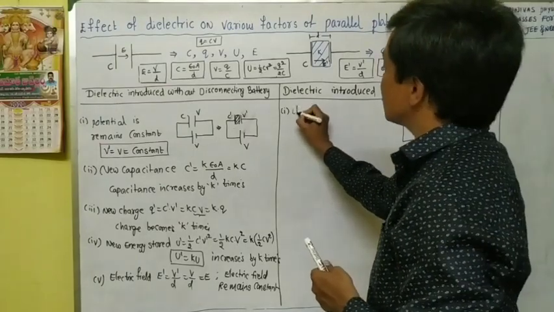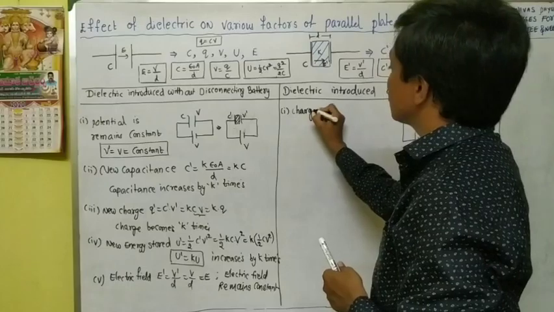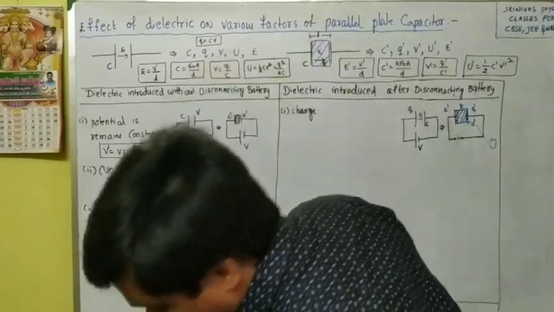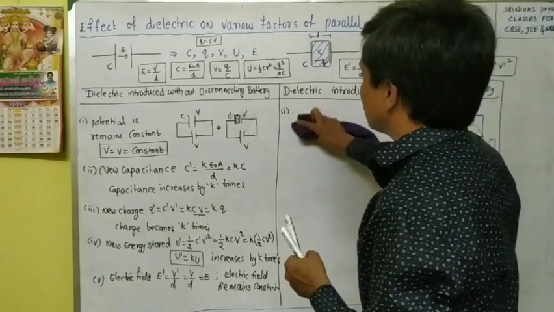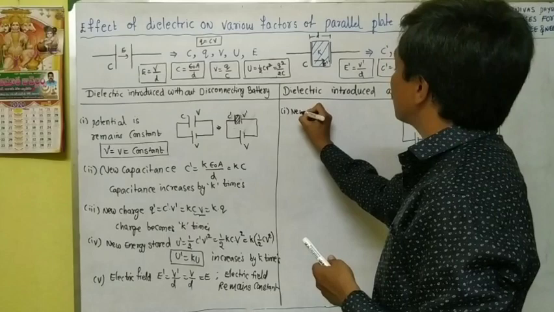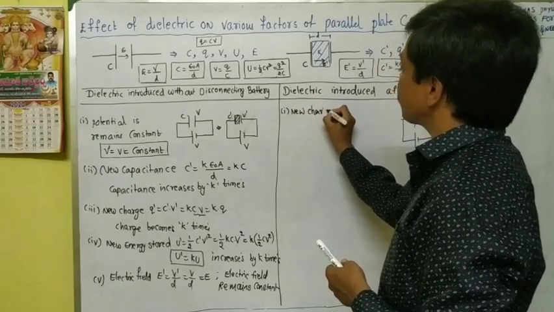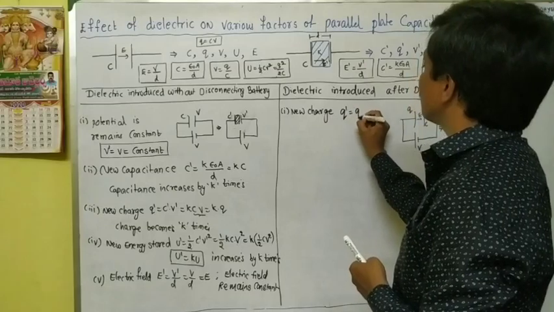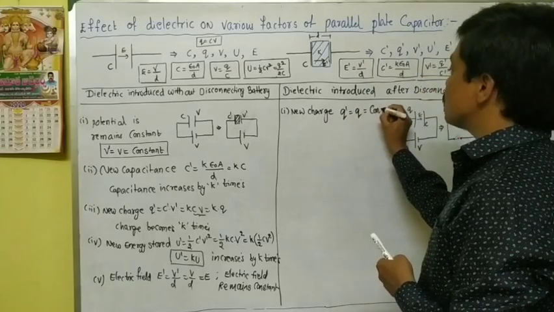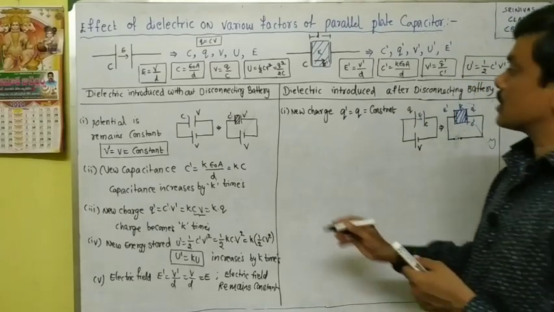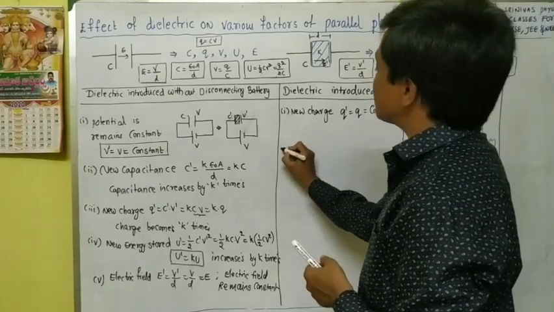In this case, after introducing the dielectric slab, what happens to the new charge stored? The new charge stored, Q dash, is equal to Q, because there is no battery to supply additional charge. The charge remains constant.